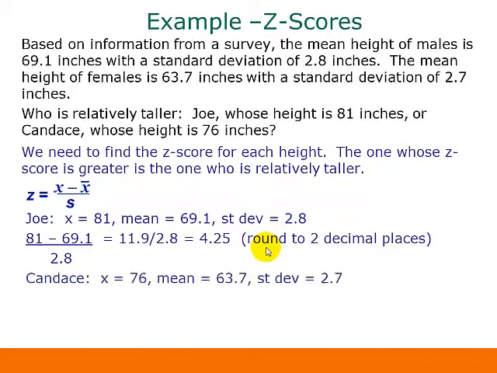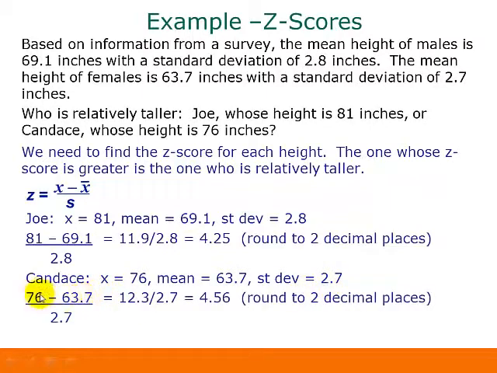Now for Candace, the x value is 76, the mean for her population is 63.7, and the standard deviation is 2.7. So for her, again, we're taking her height, subtracting the mean, dividing it by the standard deviation, and we get 4.56. That's rounded to 2 decimal places. If we compare these two z-scores, the z-score for Candace is greater, so she would be relatively taller.